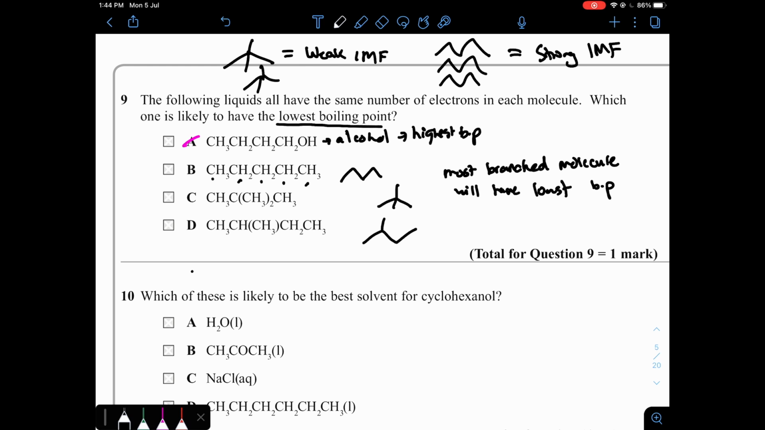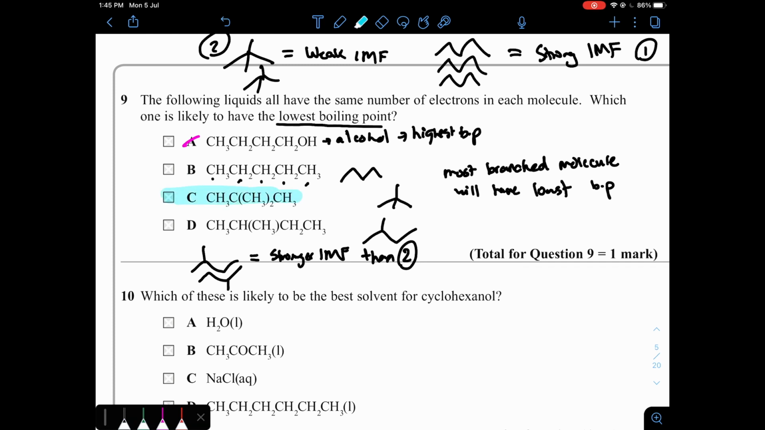For the D option, you can still stack them, but it's not as easy, but you can still stack them. So in comparison, this would be medium. If we name them 1 and 2, this would be stronger IMF than 2. Okay, so that would mean the answer is B. Sorry, not B. The lowest boiling point would be D. Sorry, C. The most branched alkane.